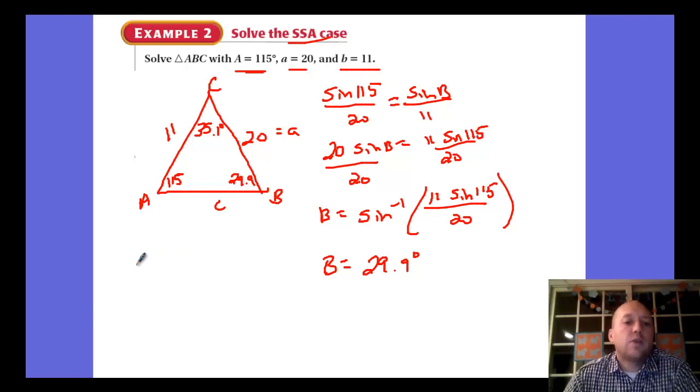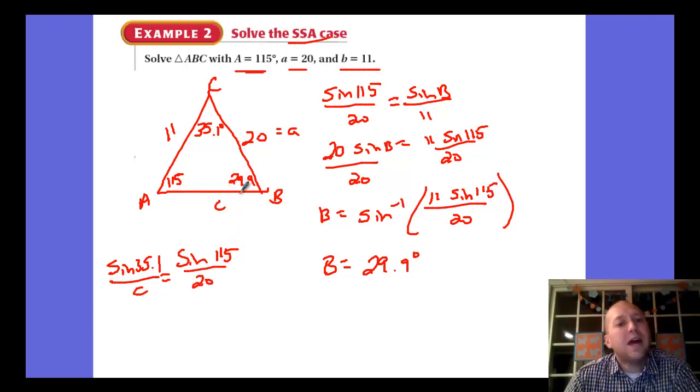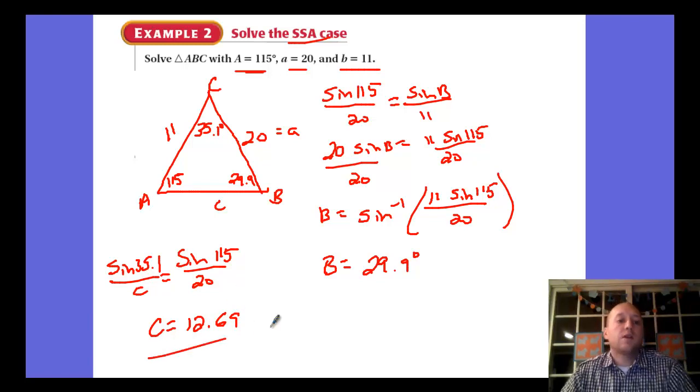And now we can write another ratio or proportion. The sine of 35.1 over C equals the sine of 115 over 20. I'm using the 115 and not the 29.9 because that's an approximate, a rounded decimal. I'd rather use the exact 115. And again, I can cross multiply here, so 20 times sine of 35.1 divided by the sine of 115. We find that C is 12.69. And so these would be the measures to solve for this triangle. But this triangle is a little tricky.